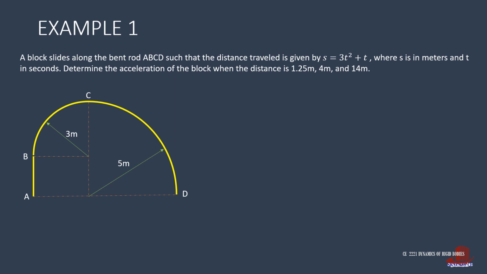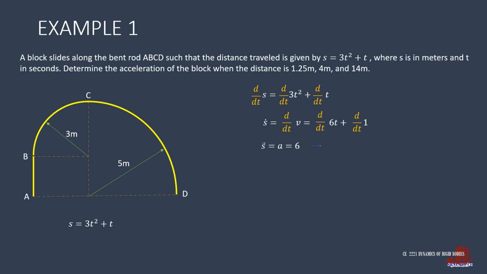With the bent rod's configuration as shown in the figure, and only the equation for displacement known, we need to differentiate to come up with the working equation for acceleration. By placing d over dt to all terms in the equation, we get velocity, which is in the format 6t plus 1. As we are looking for acceleration, we differentiate the equation once more to have s double dot, or that is acceleration, as 6.